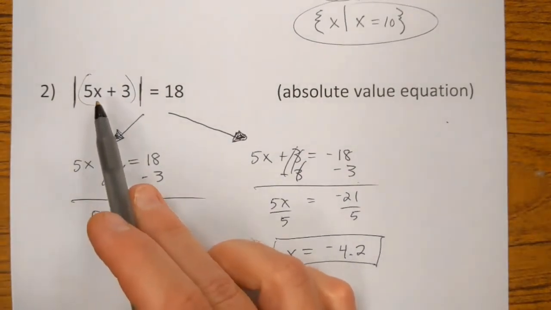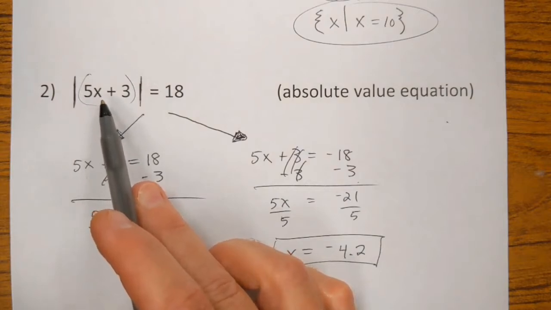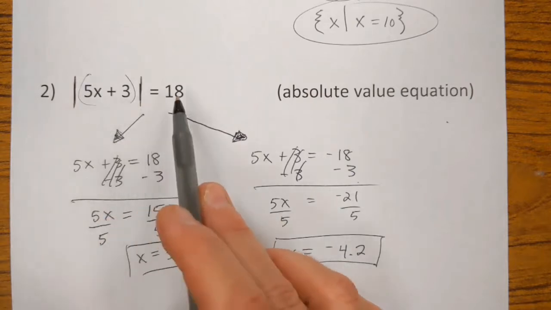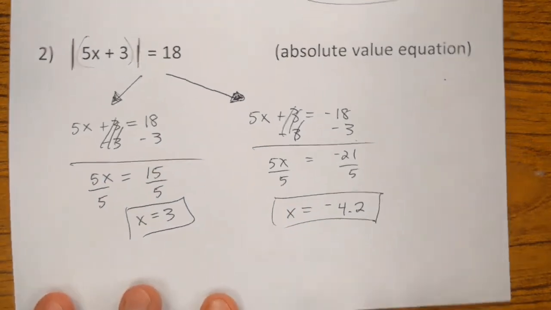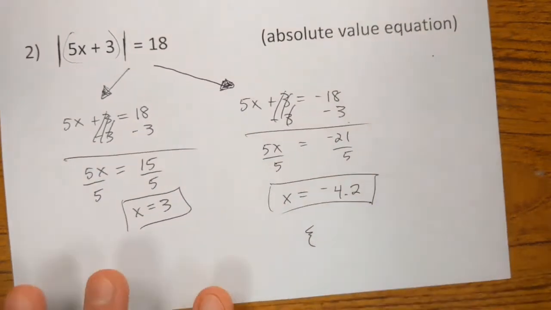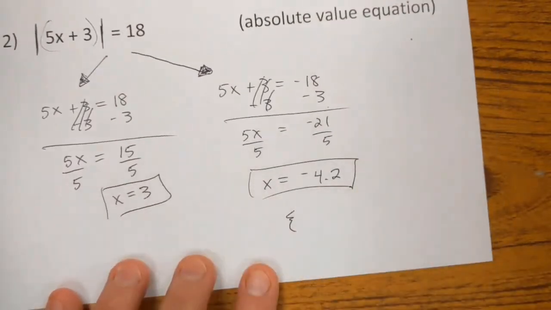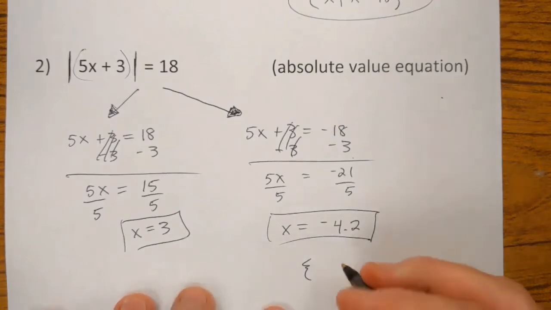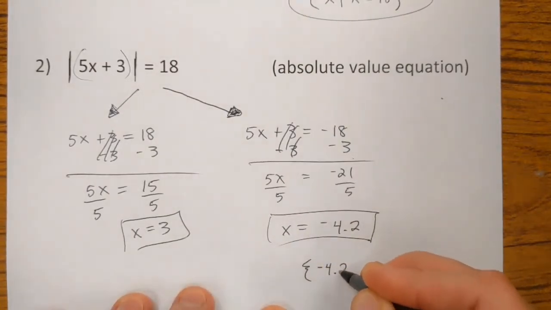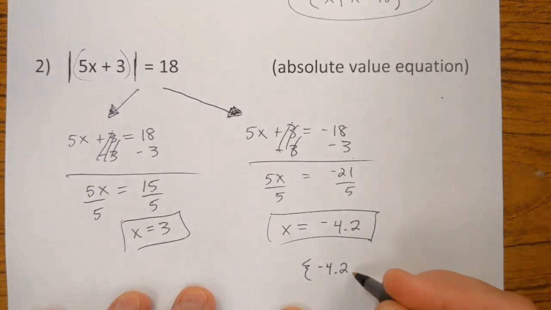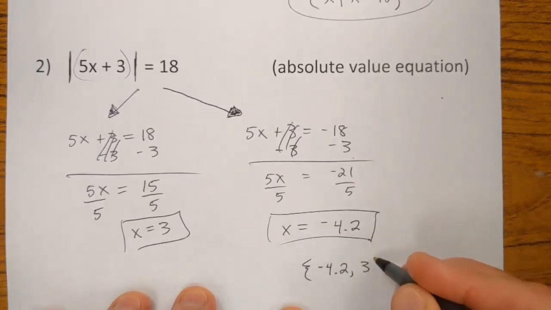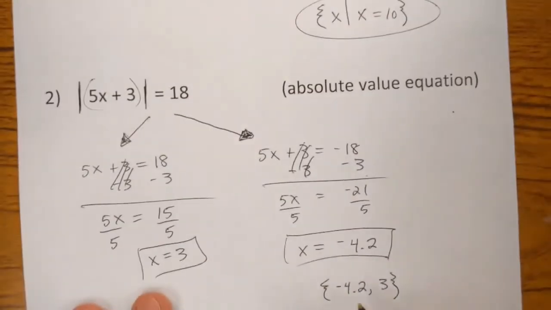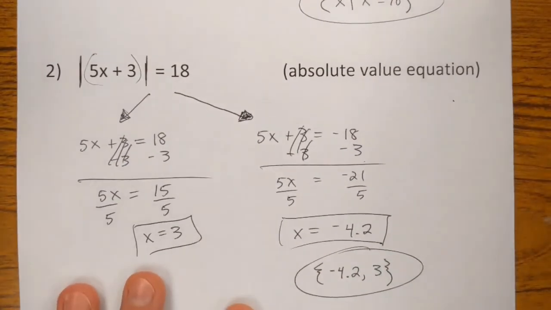If you did 5 times negative 4.2 plus 3, that would be the absolute value of negative 18, which would also equal positive 18. So here we have an equation that has these two solutions. Now, generally, when you write your solutions in a solution set, you want to go from least to greatest. So first, I'm going to write the least of these numbers, negative 4.2, and then I'm going to write the greater of these numbers, the 3.